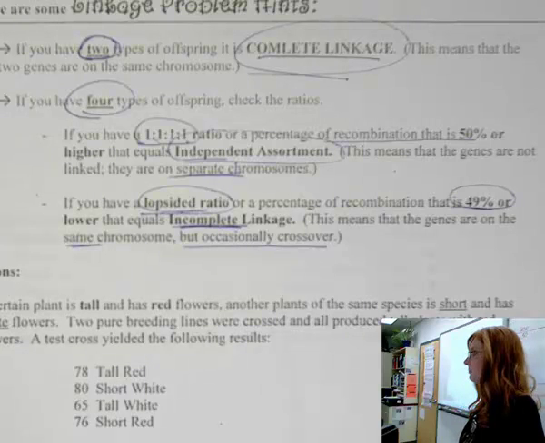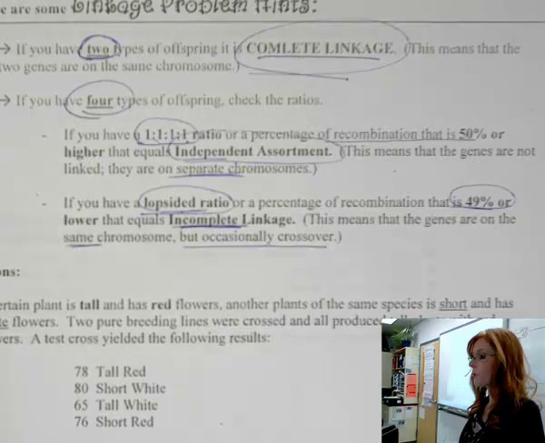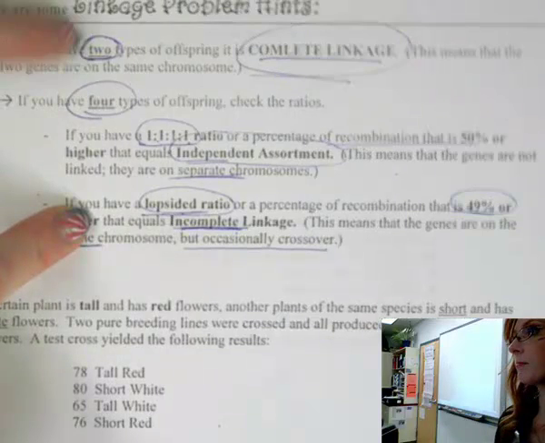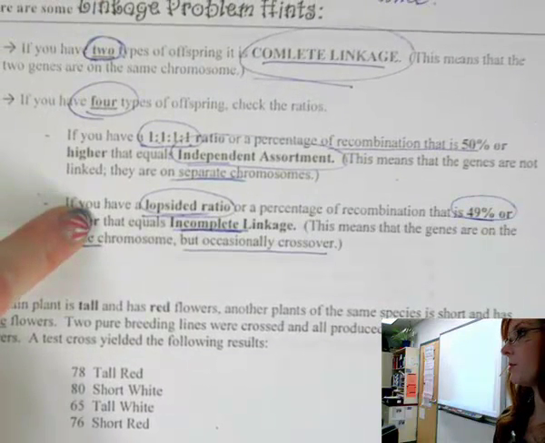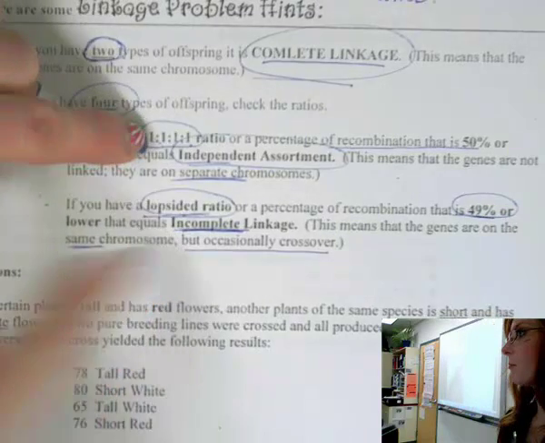So essentially, you read the question, you look at the parents, you check the offspring, and the first question you ask is: is it 2 offspring or 4 types? If it's 2, you know it's complete linkage, you're done, you move on to the next question. If it's 4, you check the ratios and the percentage, which is what I'm going to show you how to do next.